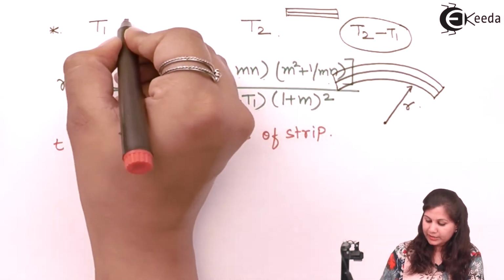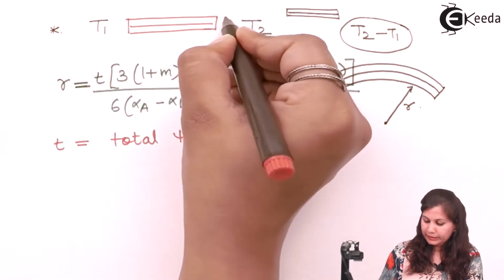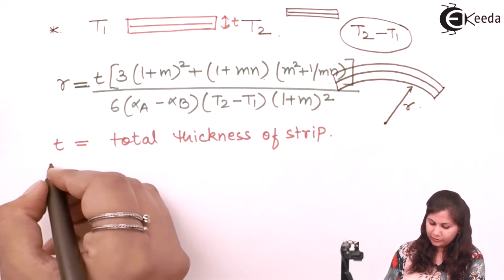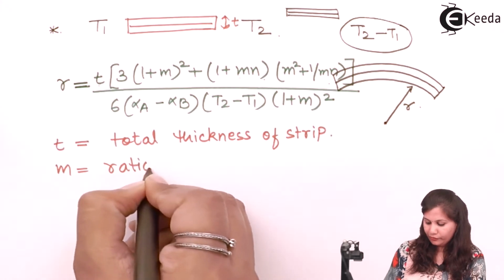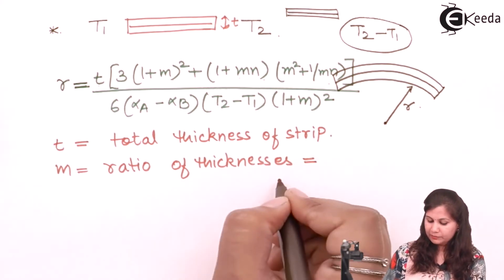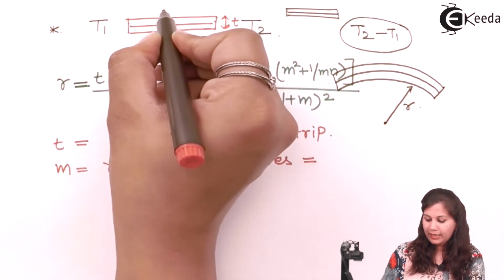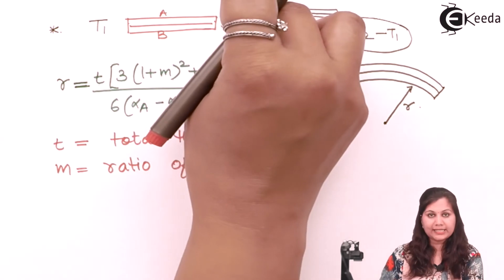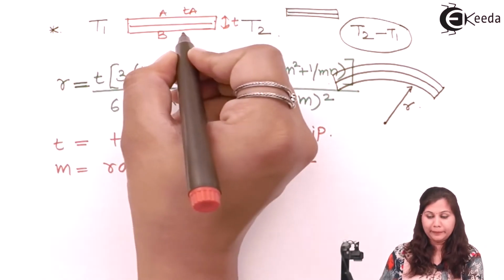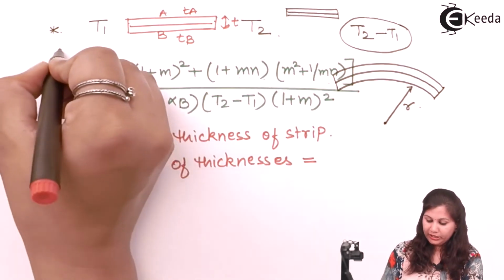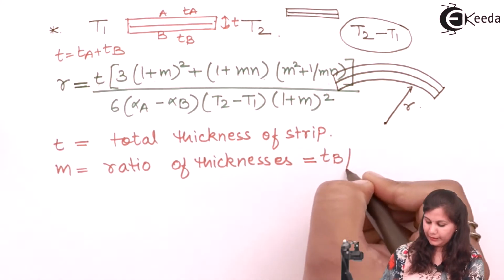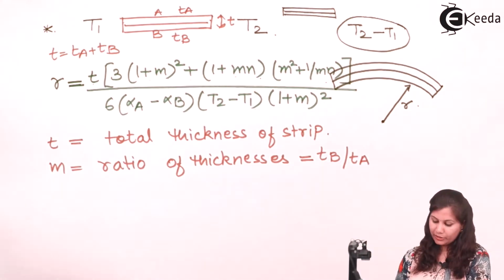Total thickness means that if this is the strip, then this is the total thickness. After that, we have n and m. These are constants. m is the ratio of thickness. Suppose this strip is of metal A and this strip is of metal B. So the total thickness is t, but the thickness of the metal A strip is tA and the thickness of the metal B strip is tB. So t is equal to tA plus tB, and the ratio m is tB by tA. So m is the ratio of thickness.